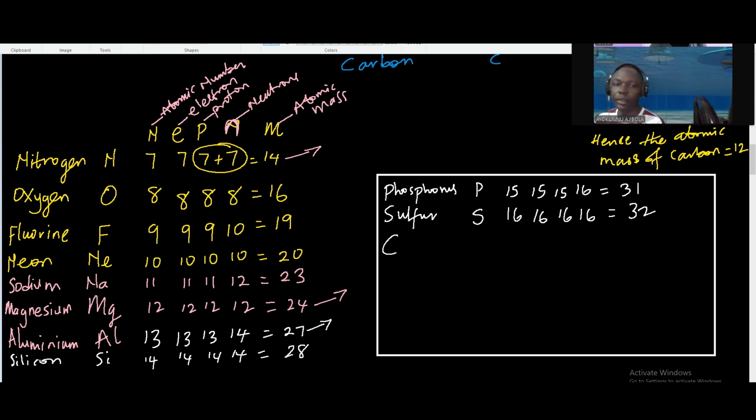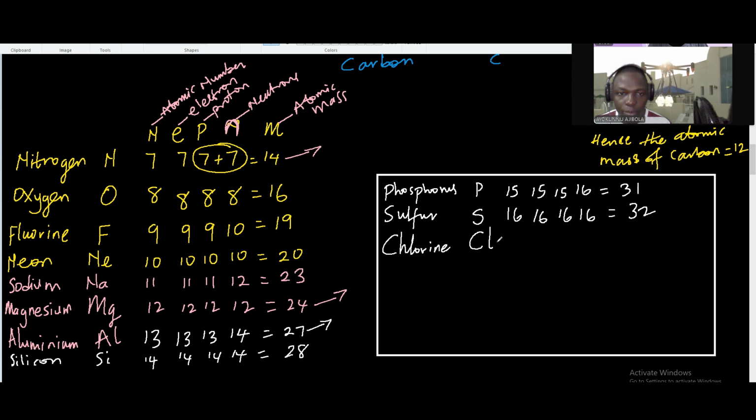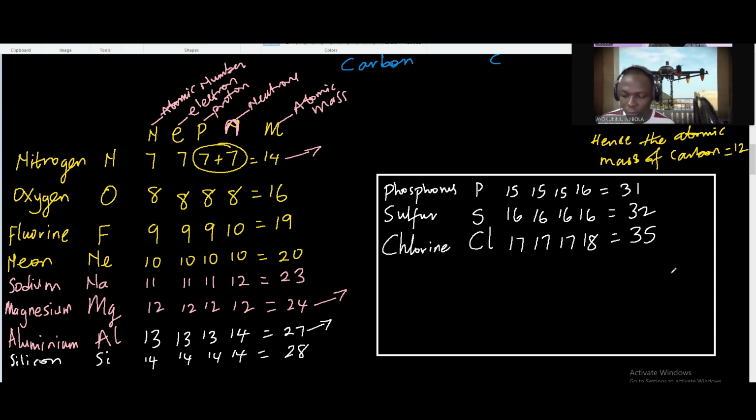Then the next one is chlorine. Chlorine is represented with Cl, and the atomic number is 17. This is 17, this is 17, but this is 18. That is 35. But we have another form of chlorine that will give us 35.5 or something. But averagely it's 35 or 37, but those are isotopes. We'll talk about that later.